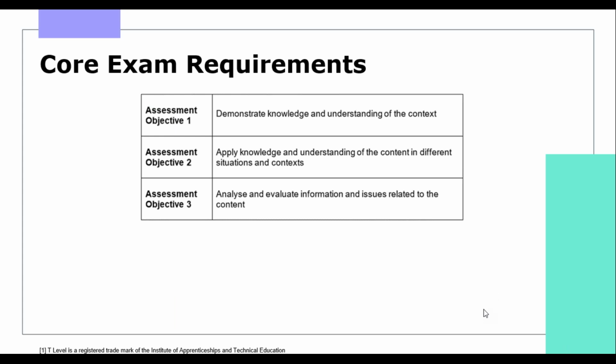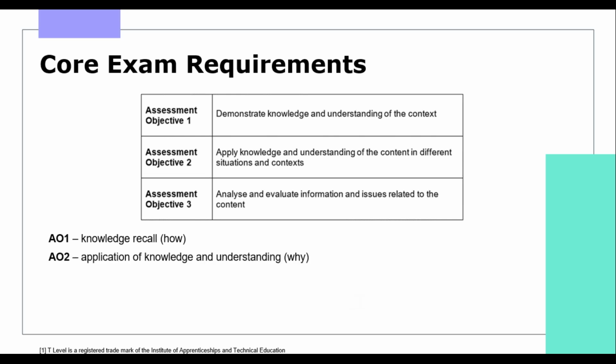But we'll have a look at what that means in practice. So each exam must align to 3 assessment objectives, and these are shown on the table now. To summarise these, assessment objective 1 questions relate to knowledge recall and the how. Assessment objective 2 builds on from assessment objective 1 and requires students to apply their knowledge and understanding and also the why they are saying what they're saying and why they do things the way they do.